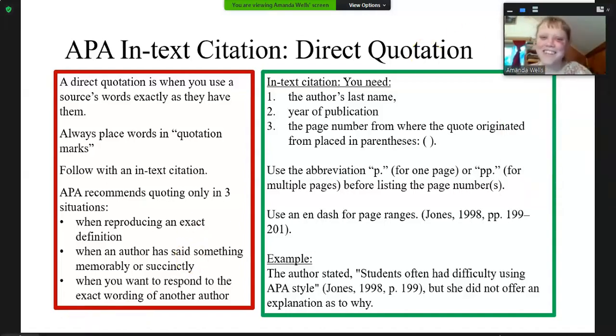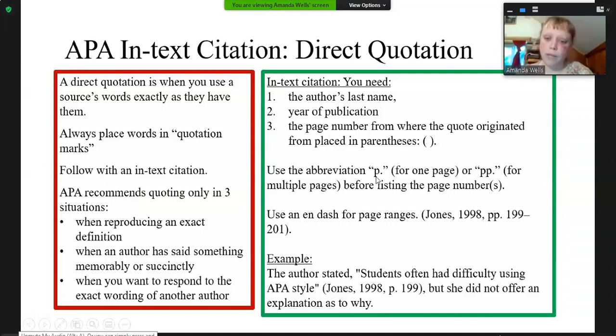Okay, thank you. So for an in-text citation for a direct quote, you just need the author's last name, year of publication, and page number. Again, it's not much different than the rest. Occasionally you won't have a page number, but usually if you're doing a direct quote, you can find one. But if you can't, then refer back to the other slide, where you want to use a paragraph or anything that will tell the reader where you got that quote from.